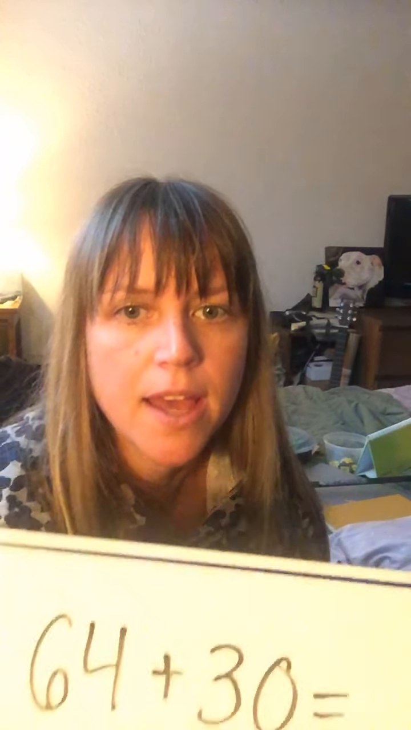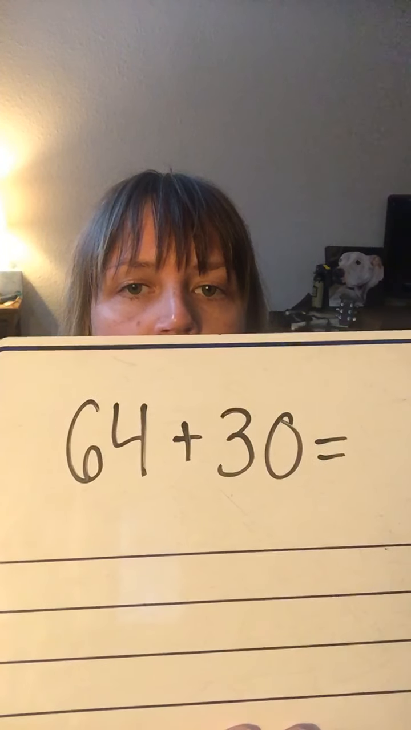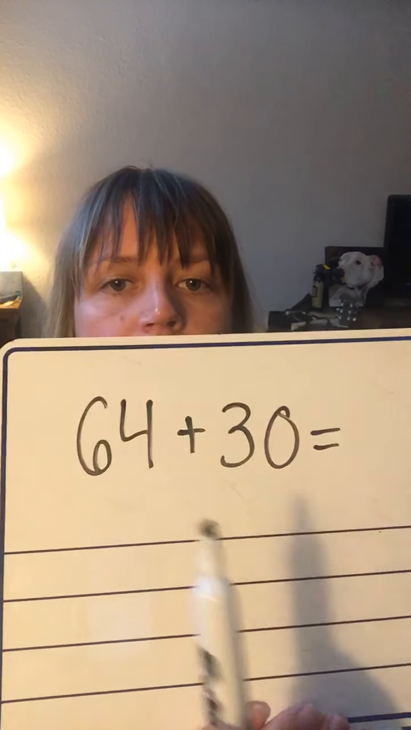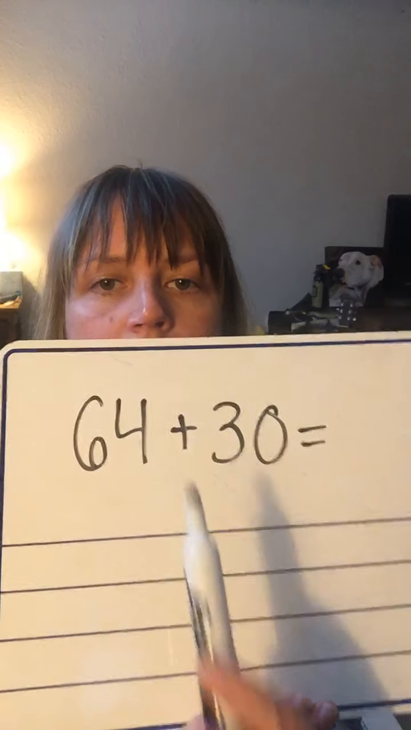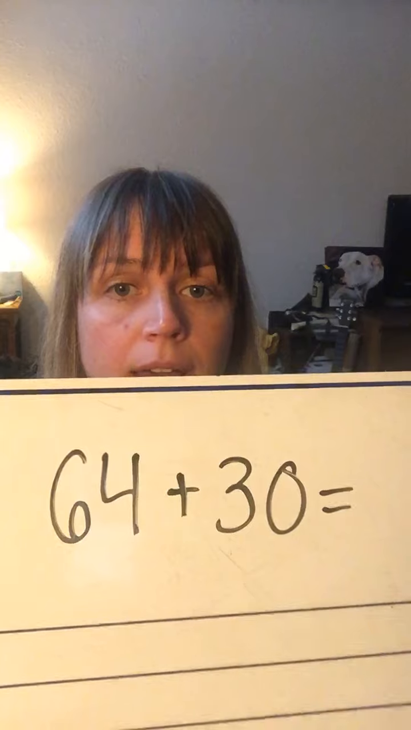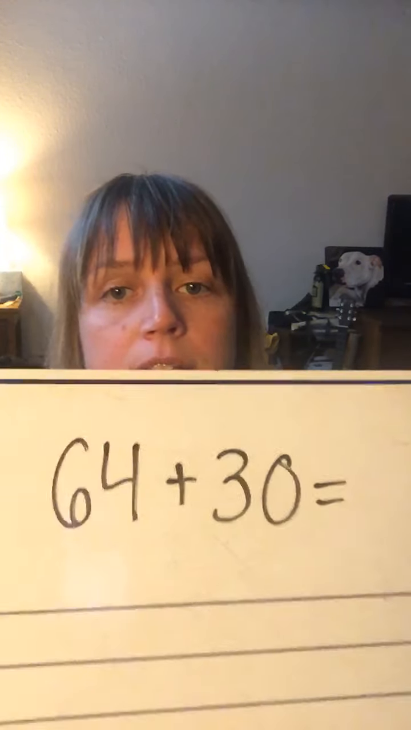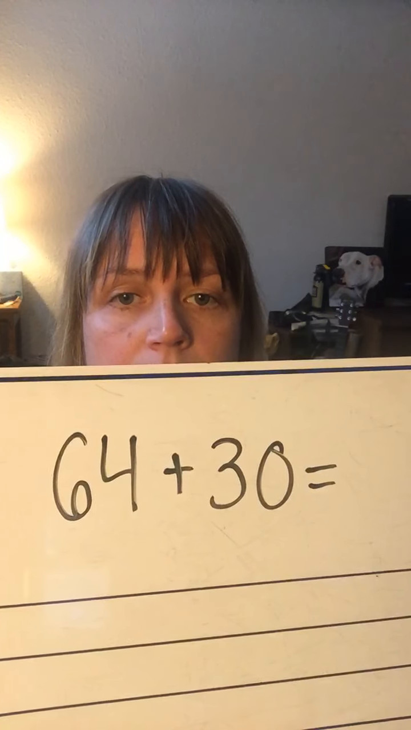Okay, so the first problem we're going to look at, we're going to take a look at doing some mental math. So first things first, we always check the sign. What kind of problem is this? It's an addition problem, okay? When we add, we always get more. All right, so 64 plus 30.